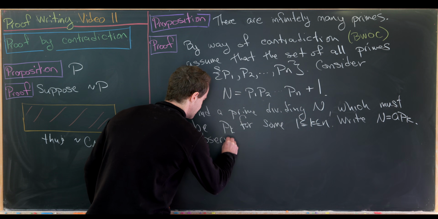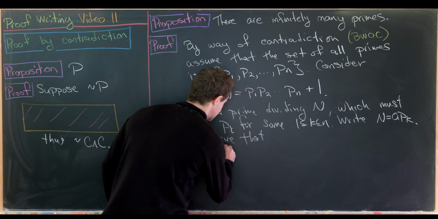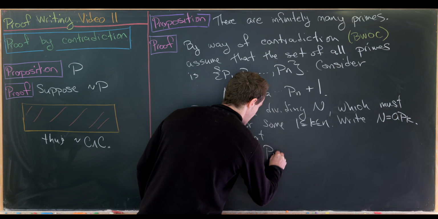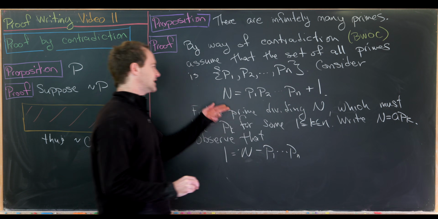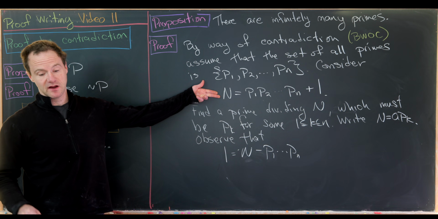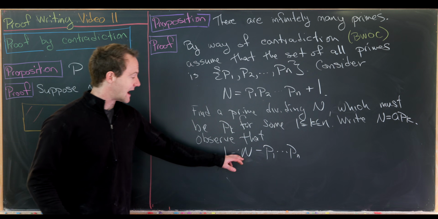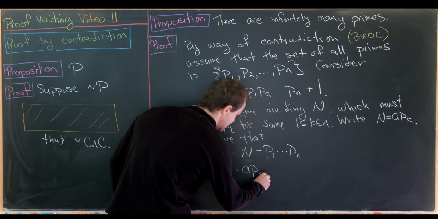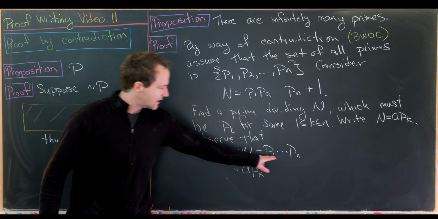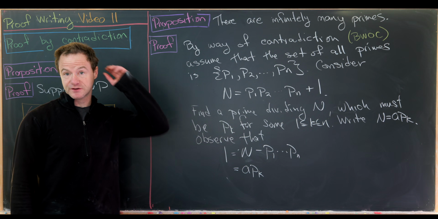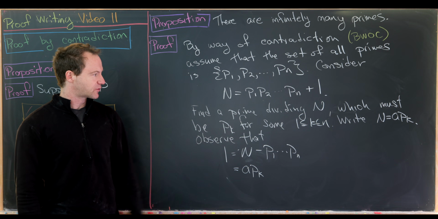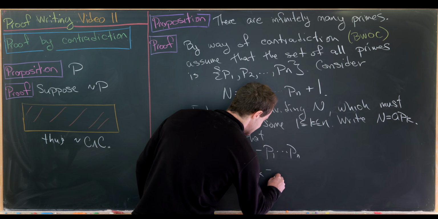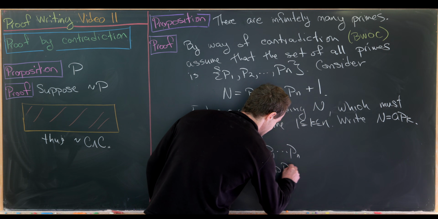So let's observe that. We can take the number 1 and write it as capital N minus the product P1 up to Pn. That's just by solving this equation right here for the number 1. But now capital N is a multiple of pk, so we can write it as A times pk. But then this product P1 to Pn is also a multiple of pk, because it's the product of all of the primes, including this pk. So I'll write this as minus B times pk.